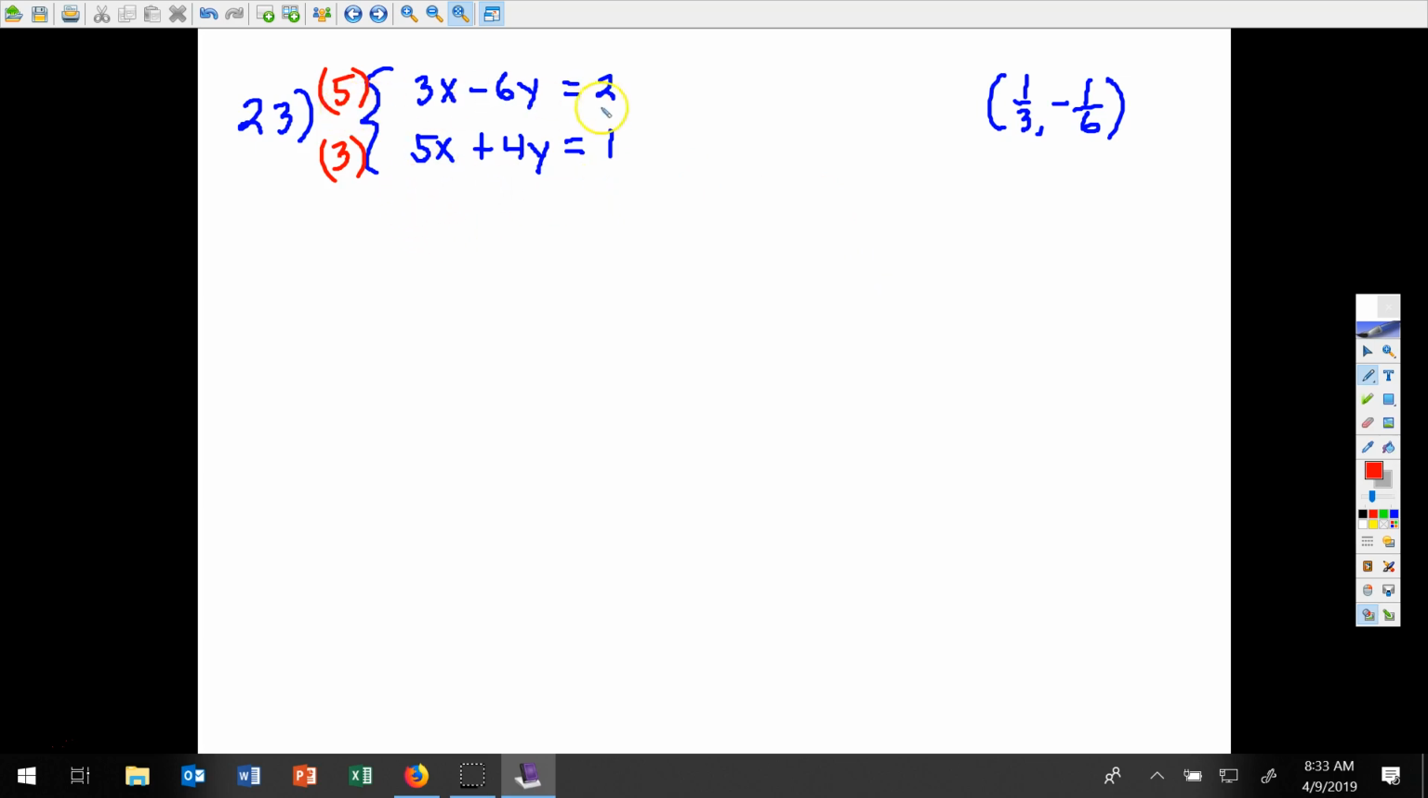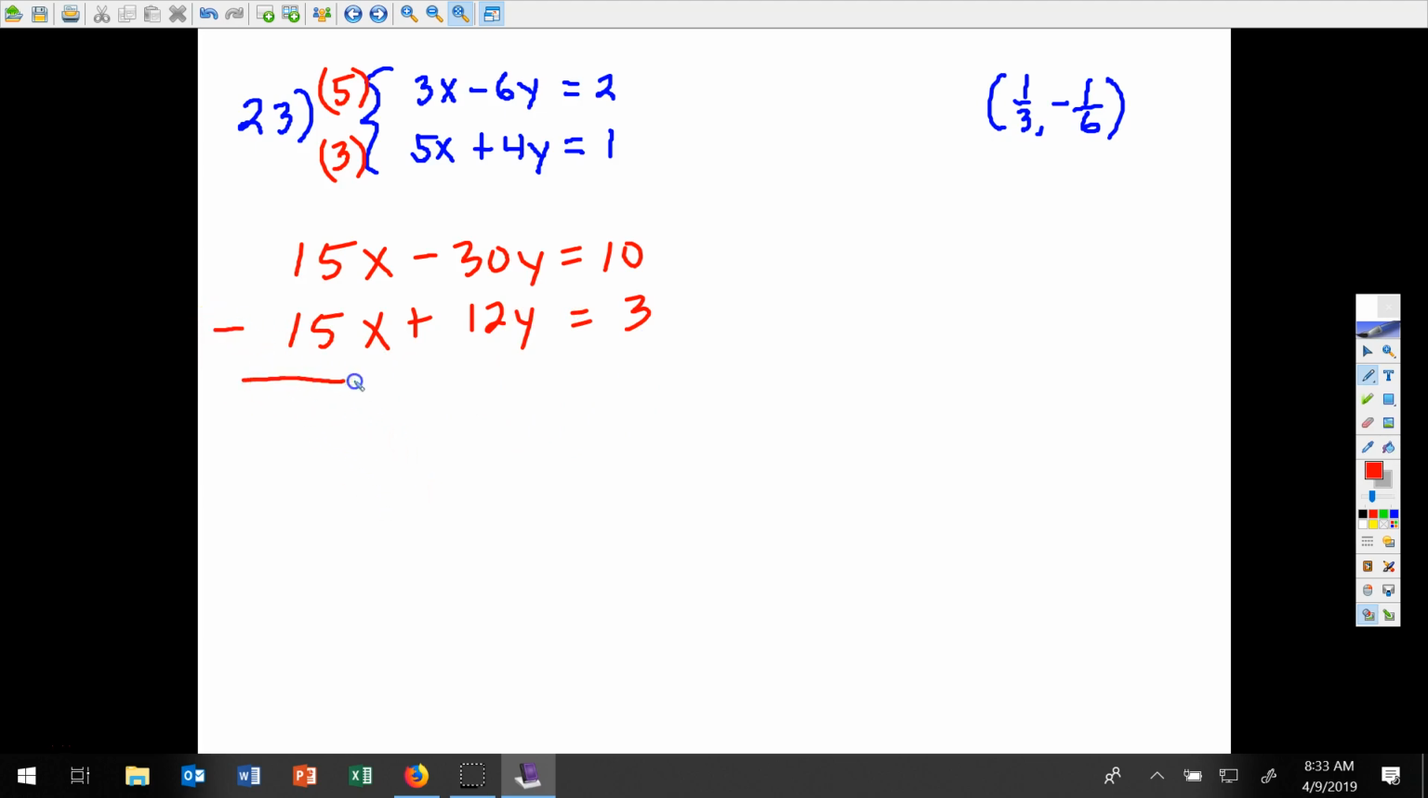All right, so the top equation multiplied by 5, 15x minus 30y is 10. And the bottom equation multiplied by 3, 15x plus 12y equals 3. And as a reminder, I'm going to put subtraction here. I've got to subtract every term as we move across, left to right. X's cancel. So -30 minus 12 is -42y. And 10 minus 3 is 7. And when I divide by -42, it starts off like this.